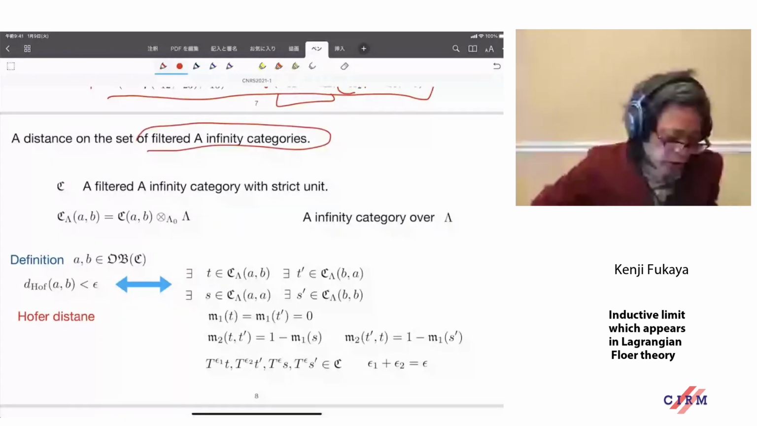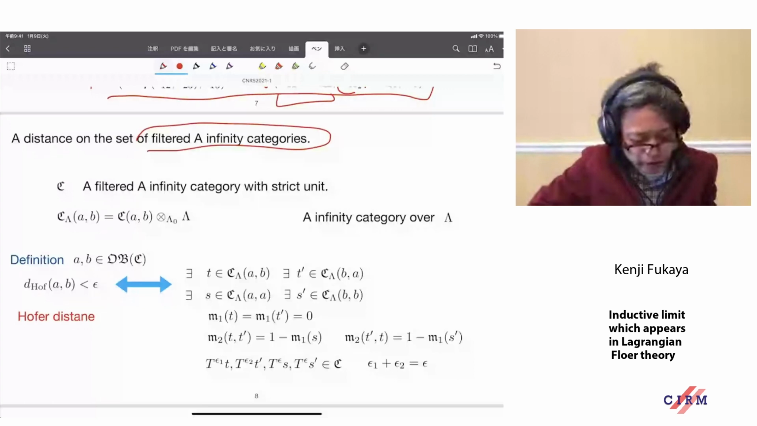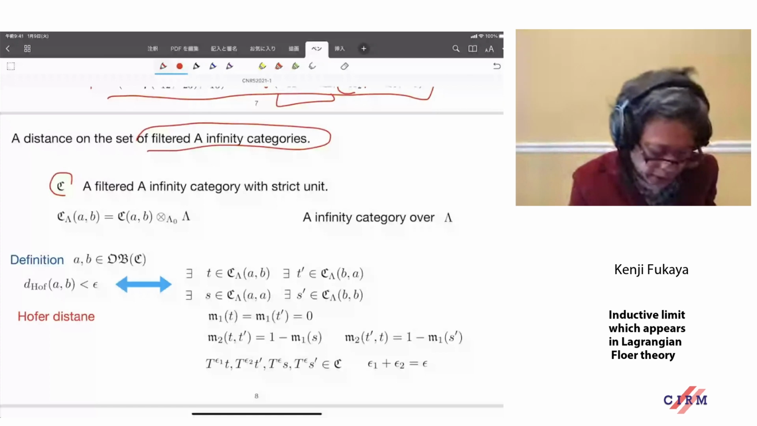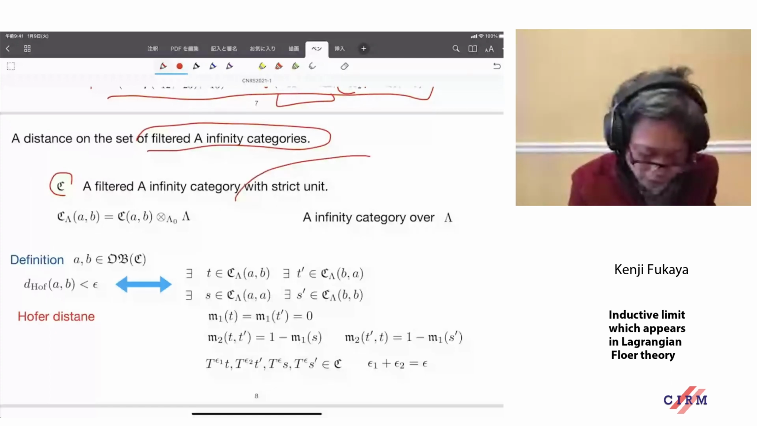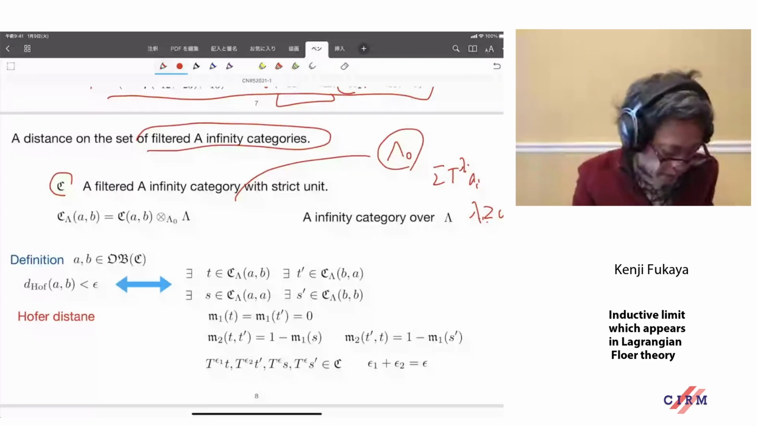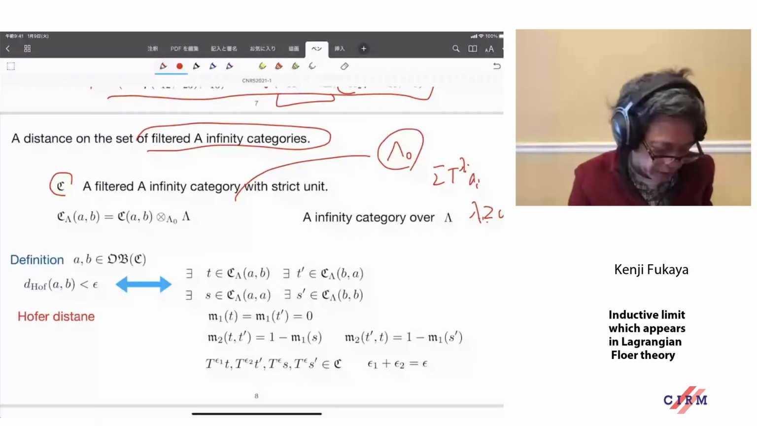But before I introduce the topology on the set of filtered infinity categories, I want to introduce a topology on the objects of a filtered infinity category. So we consider this filtered infinity category over the Novikov ring, with lambda I non-negative. And I want to define this topology between two objects. I want to call it the Hofer distance.